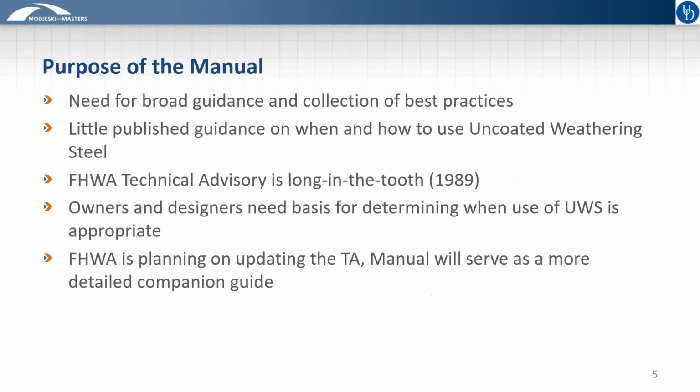Some final introductory comments before we get into the specific guidance is to talk about some of the objectives of the manual that we had in mind as we were developing this document, which are that first, this document serves as a collection and synthesis of various best practices using the latest available data. This builds off of a Federal Highway Administration technical advisory on the use of uncoated weathering steel that is now about 3 decades old. And the National Steel Bridge Alliance saw a need to provide owners and designers with more information on determining where the use of uncoated weathering steel is appropriate and other best practices.